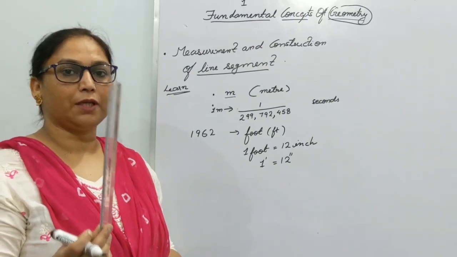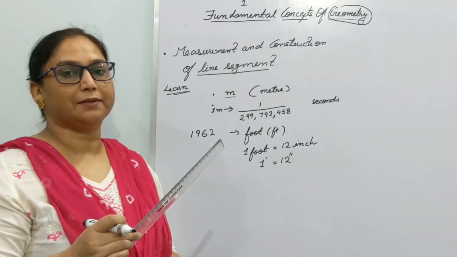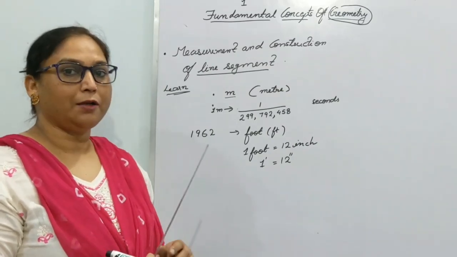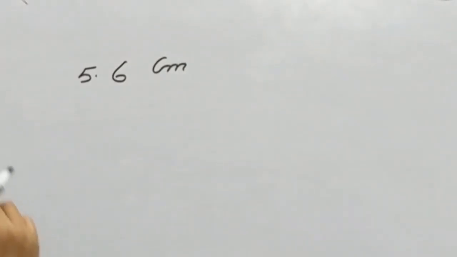With the help of this ruler, I will explain how to construct a line segment of 5.6 centimeter, though you all know it very well. Points to learn. These are the points you should learn. 1 centimeter equals 10 millimeter, and 1 meter equals 100 centimeter. 1 kilometer equals 1000 meters. So let me show you one construction. If a question comes, construct a line segment of 5.6 centimeter.